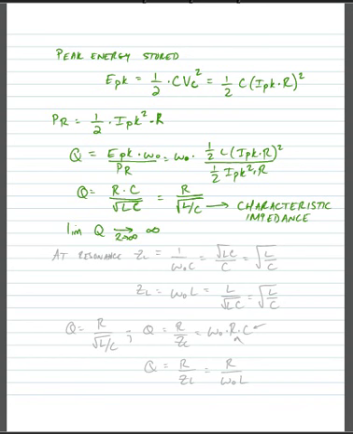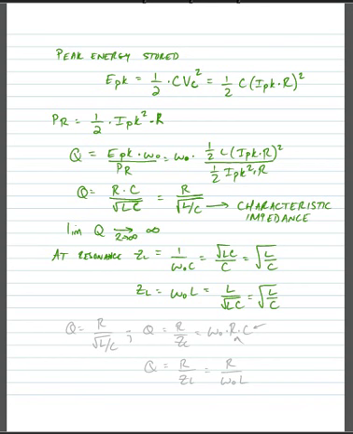Alright, so we can write a couple of things out. At resonance, the impedance of our capacitor is equal to 1/omega naught times C, which is equal to square root of LC over C, which is equal to square root of L over C. The inductor has an impedance of omega naught times L, which is equal to L divided by square root of LC, which is equal to square root of L over C.